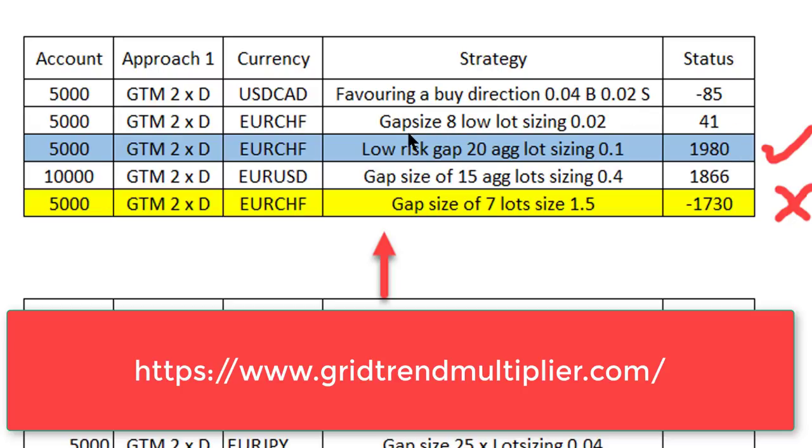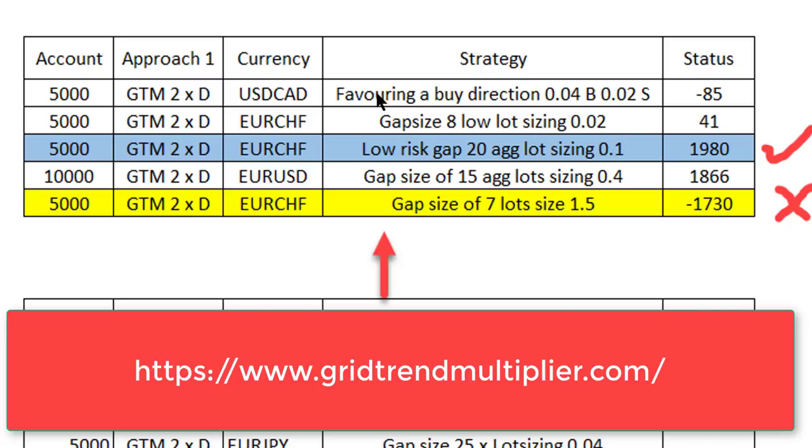If we look at the others, here we've got an aggressive grid size, but a very low lot size, which hasn't really made money. So getting the balance between grid size and lot size is quite critical, and here obviously we've got a much better balance than the one above.